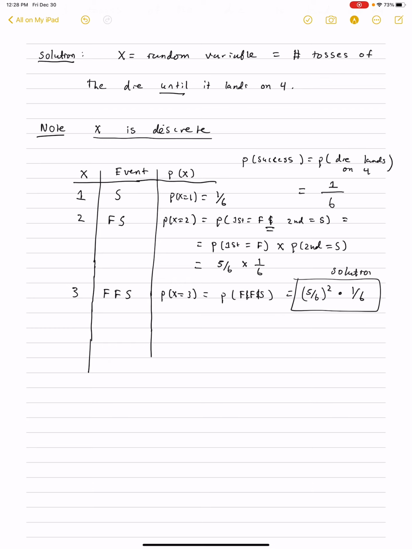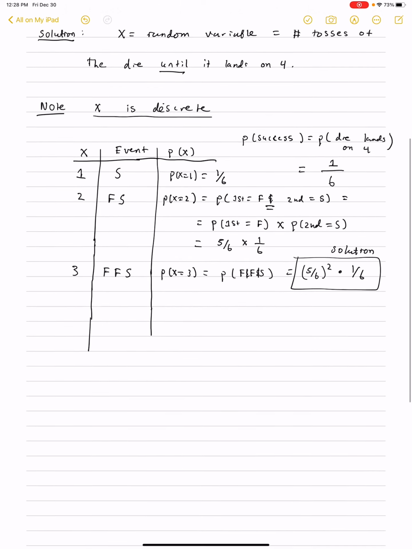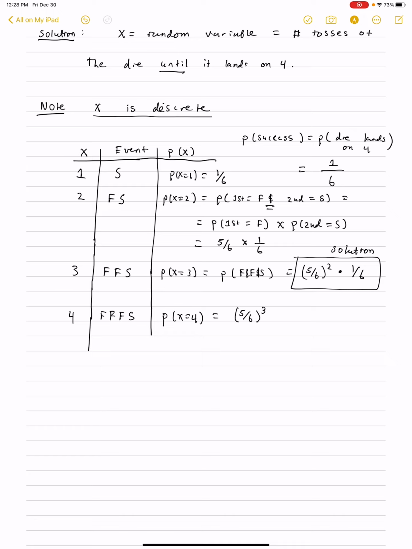But we're going to take this one step further. We've answered the question. If we wanted X is 4, it'd be failure, failure, failure, success. So notice, the probability X equals 4, we'll use similar arguments. Based on the formula above, we can infer there are 3 failures, so this will be 5/6 cubed. And then the last outcome is success, 1/6.